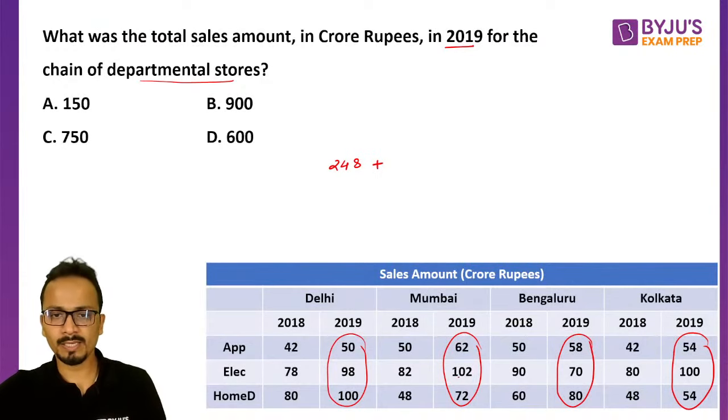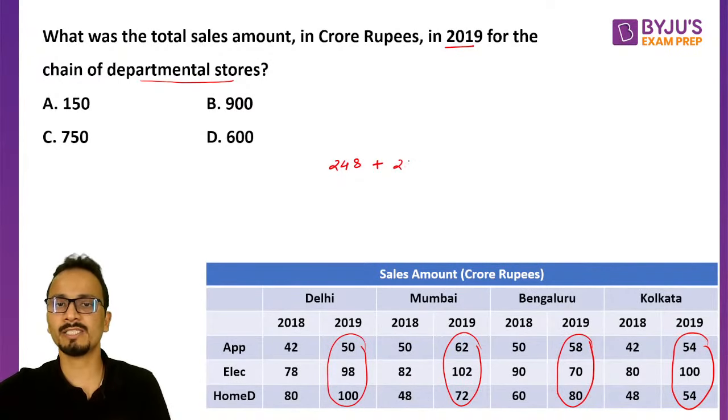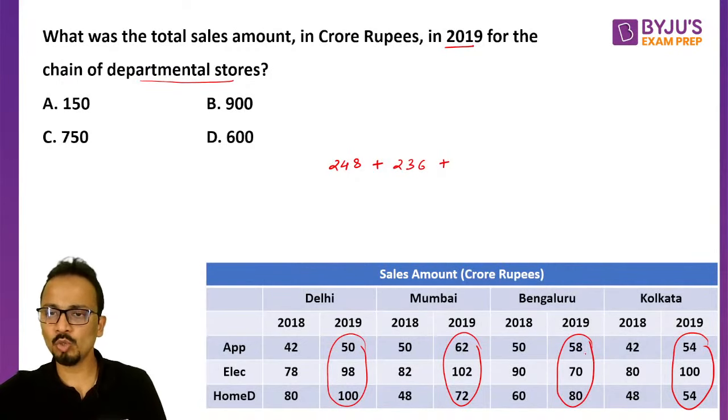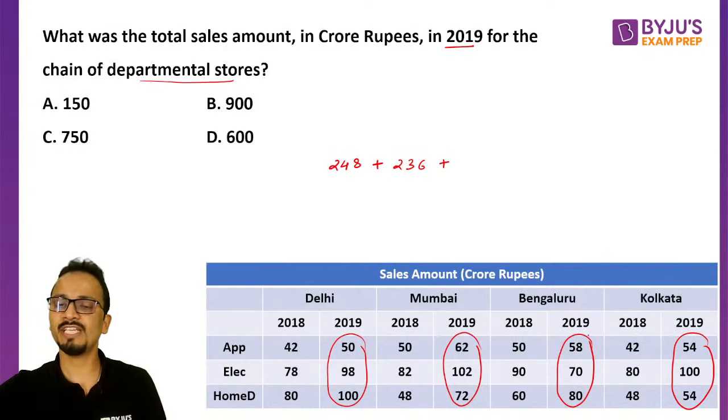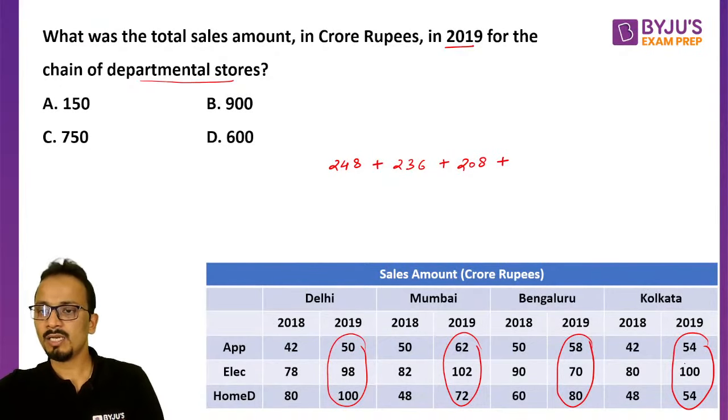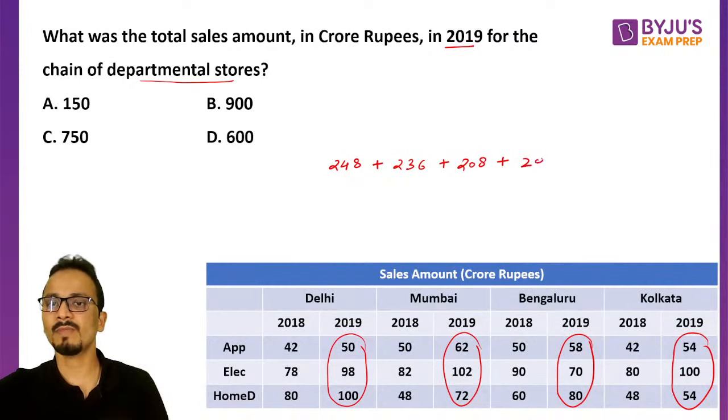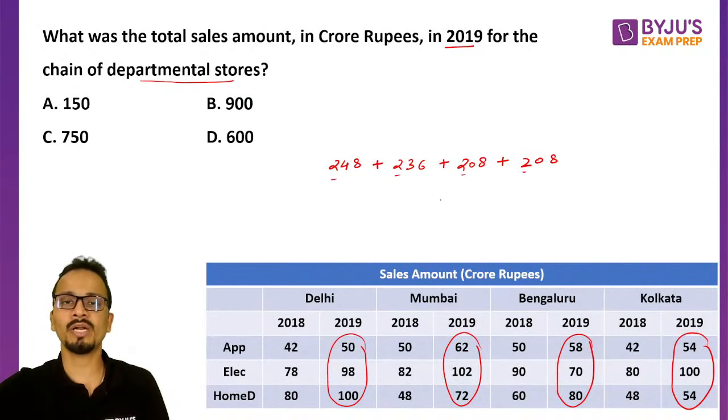For Mumbai, 100, 136. So 236 for Mumbai. For Bangalore it is 80 and 70, 150, 150 and 50, 200, 208. And finally for Kolkata, 100, 208.